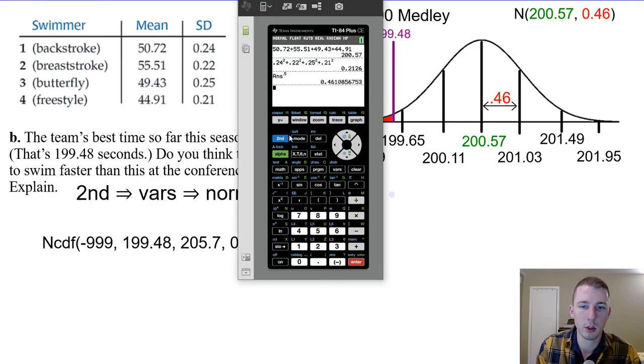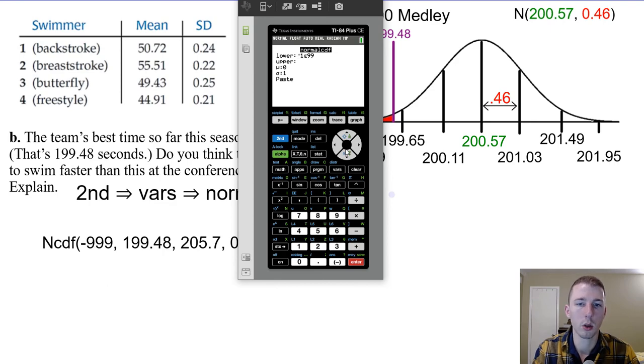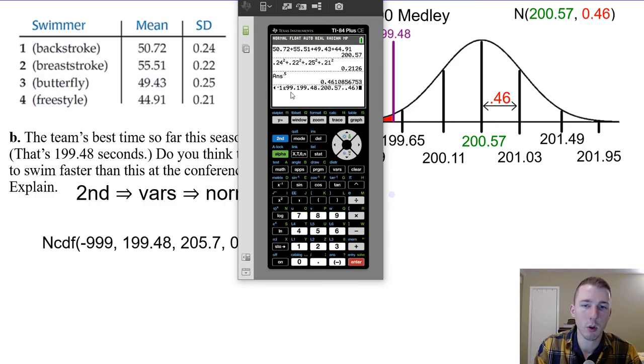So to do that, we're going to do second variables, and we'll do normal CDF, which is the second option. Our lower limit is going to be negative infinity, essentially. Our upper limit was 199.48. We were centered at 200.57 with a standard deviation of 0.46. Then hit paste. This is going to give you all the information.